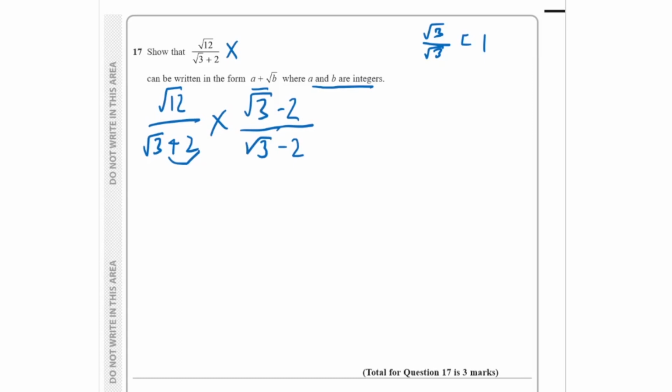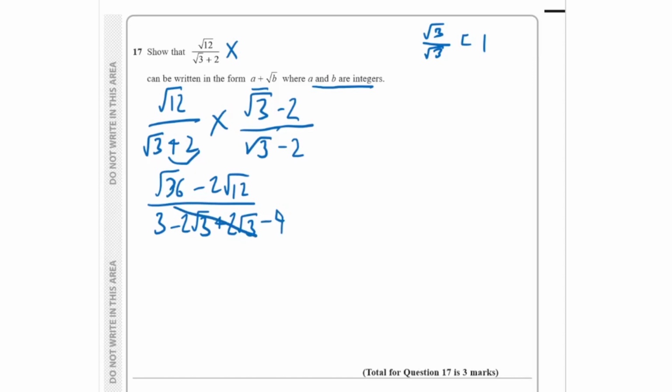Root 12 times root 3 is root 36. Root 12 times negative 2 is negative 2 root 12. Root 3 times root 3 is simply 3. Root 3 times negative 2 is negative 2 root 3. Root 3 times positive 2 is positive 2 root 3. And positive 2 times negative 2 is negative 4. We can see here that negative 2 root 3 and positive 2 root 3 cancel out.